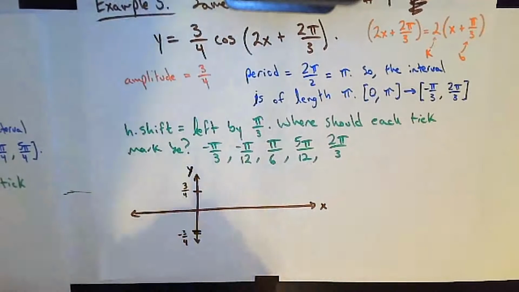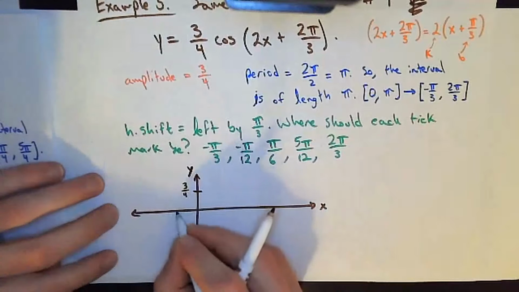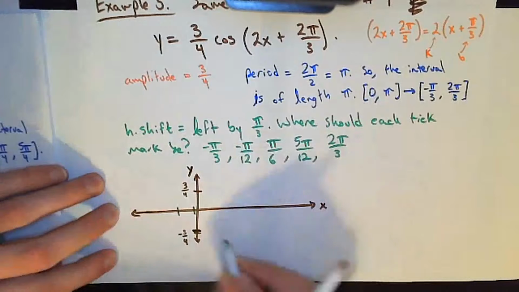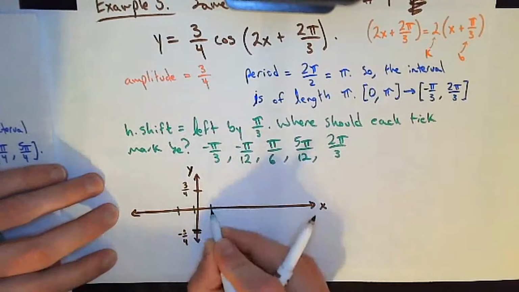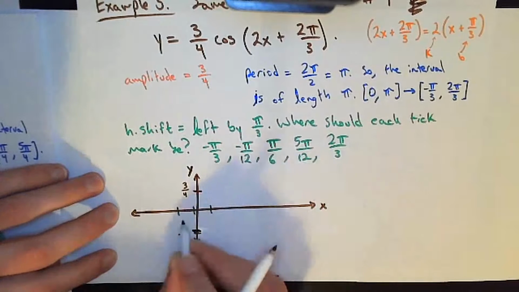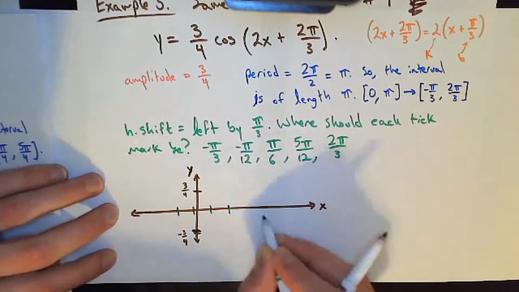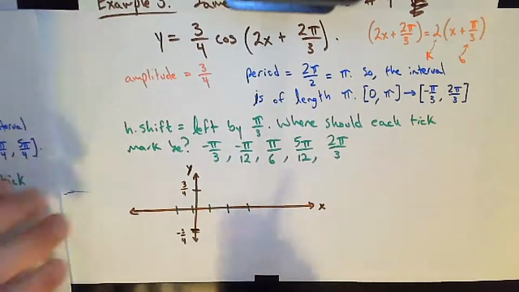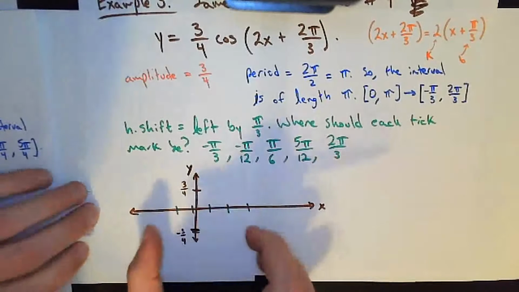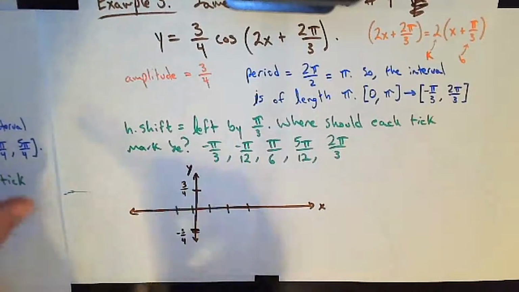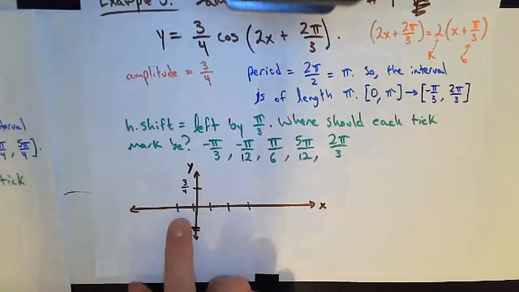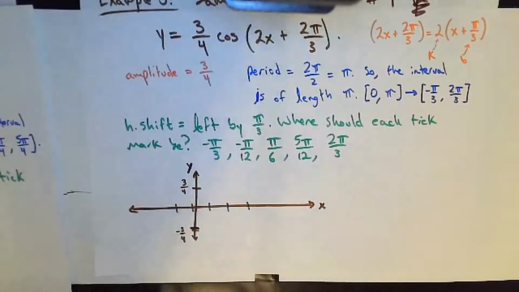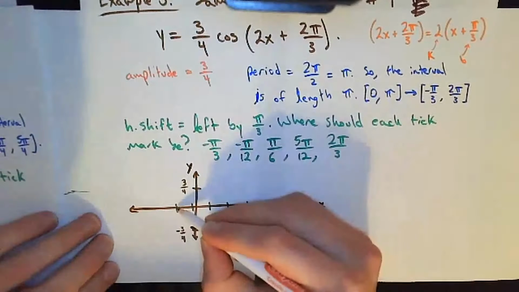In fact, I'll even put them green so we know where they are. That's negative pi on 3. There's the negative pi on 12. There's the pi on 6. They should be evenly spaced. So there's 5 pi on 12, and then finally 2 pi on 3. And I'm not writing them because they're just too squished, right? It's going to be a mess. But just know that they're going in order. Here's the list of them here, right?